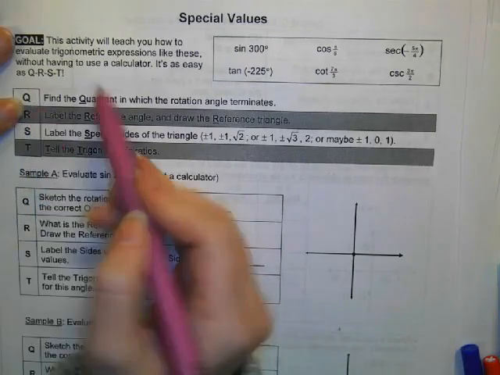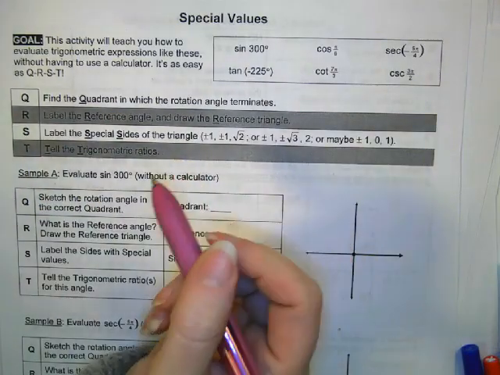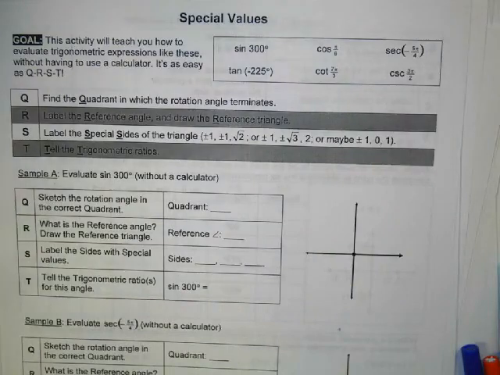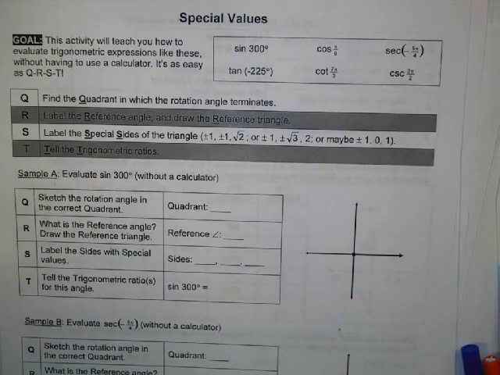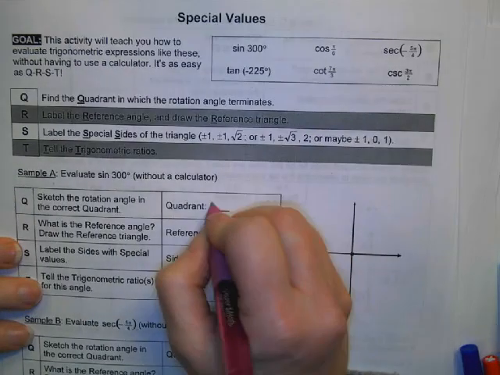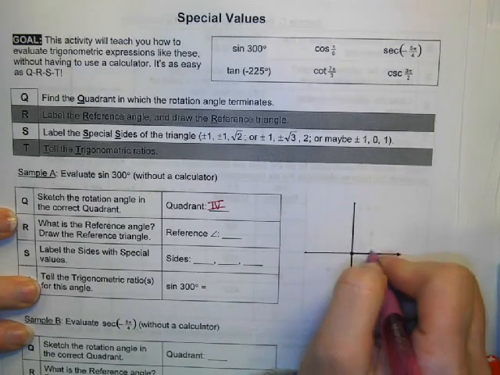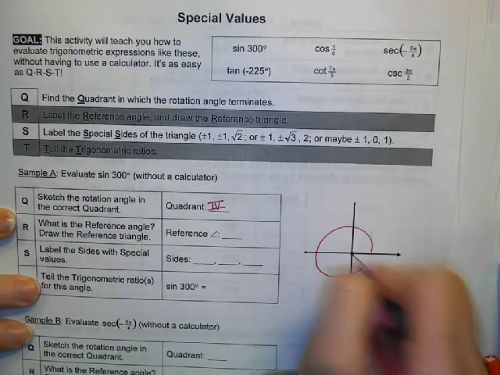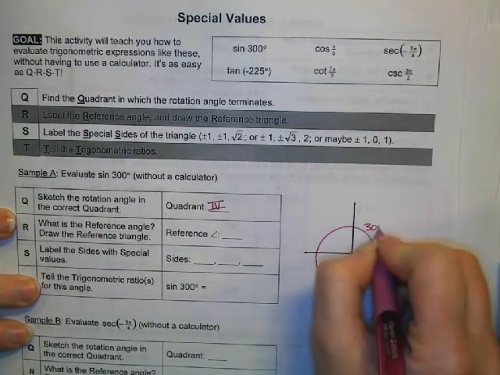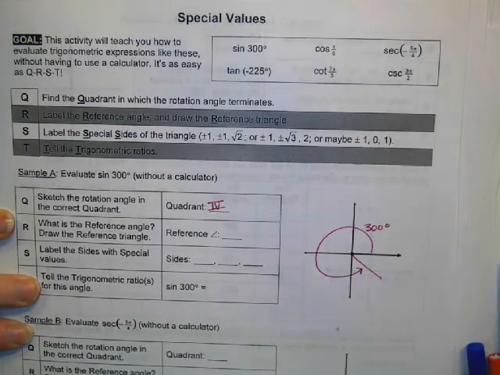The first thing we're going to do is figure out what quadrant the rotation angle will terminate in. On sample A, I'm looking at a 300-degree angle. Where would that terminate? Quadrant 4. So 300 degrees would go all the way around and end somewhere around here. It terminates in quadrant 4.